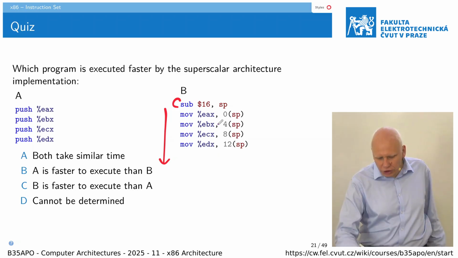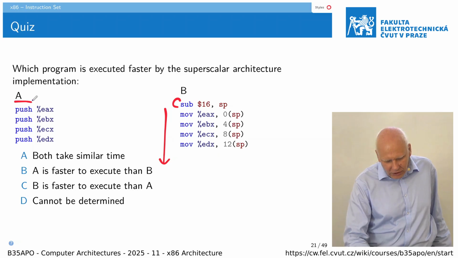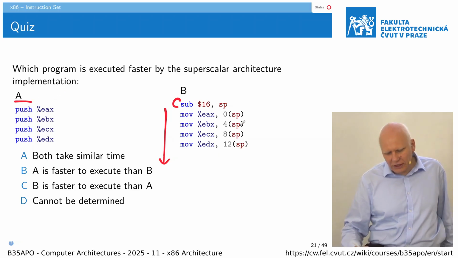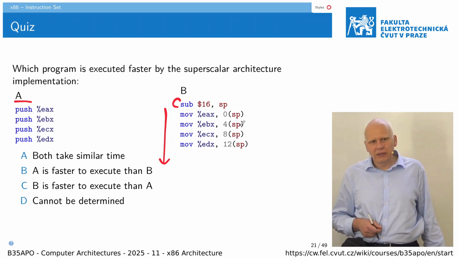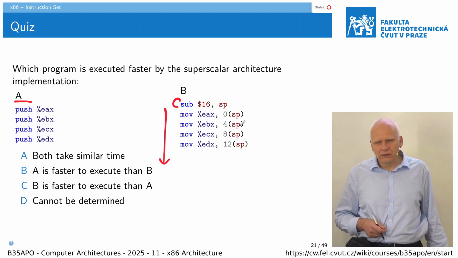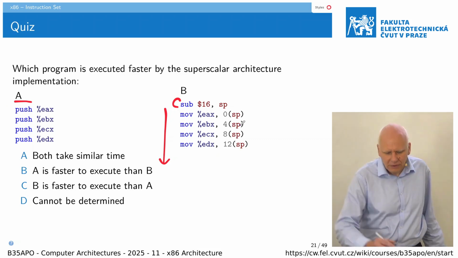This is for sure longer. Those will be 1 or 2 byte instructions. Those will be instructions which need the addressing. Yes, B. Yeah, B is faster.